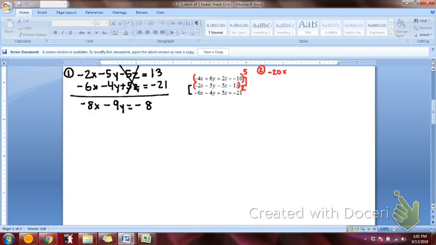Negative 20x plus 30y. I'm multiplying a 5 through the top row. That's what I'm doing. Plus 10z. Okay, multiply the middle row by a positive 2. And you guys can check my math as I'm going.